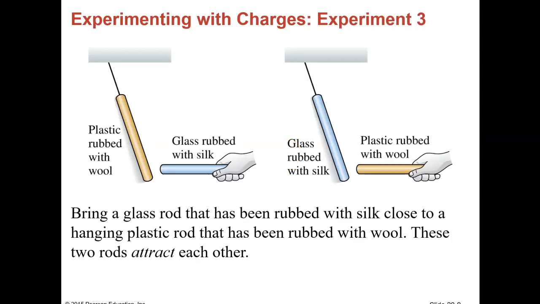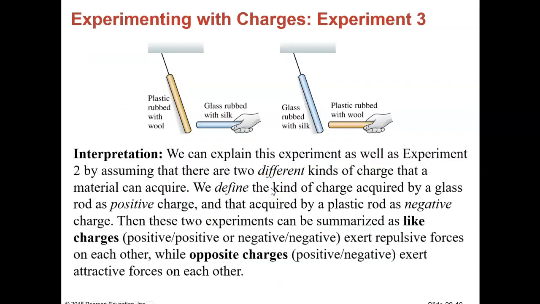If you bring a glass rod that's rubbed with silk close to a plastic rod that's been rubbed with wool, they'll attract each other, which means that they have unlike charges. They are not the same charge values. So there are two different kinds of charges, positive or negative. They're opposite if they attract, and hopefully you know this: unlike charges attract, like charges repel each other.